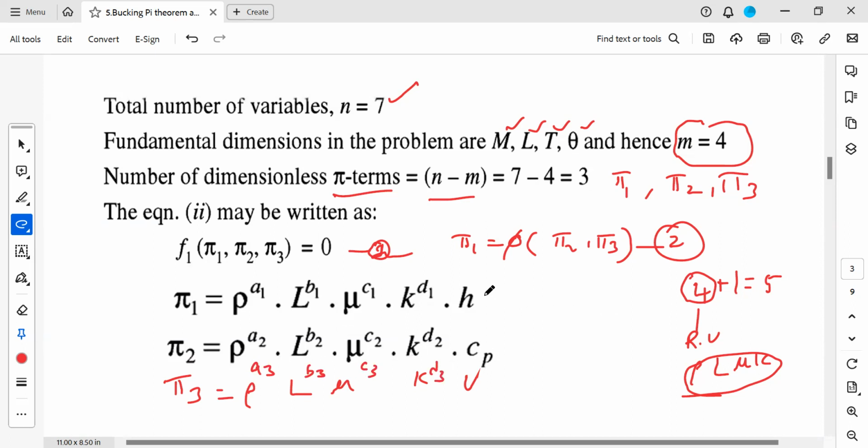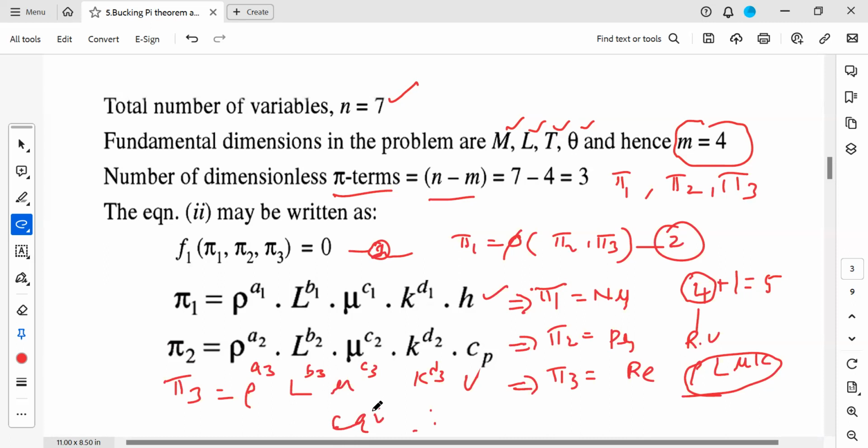Now we consider the pi 1 term and apply dimensional homogeneity, and you will get pi 1 equal to the Nusselt number. Consider the pi 2 term and apply dimensional homogeneity, we will get pi 2 equal to the Prandtl number. Consider the pi 3 term and apply dimensional homogeneity, we will get the Reynolds number. Therefore equation 2 can be written as the Nusselt number is a function of the Prandtl number and Reynolds number.